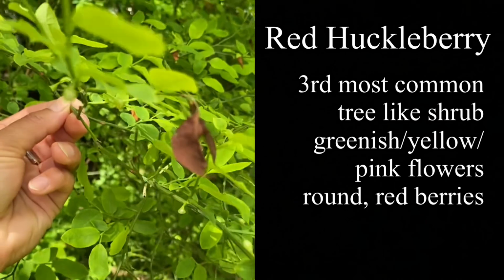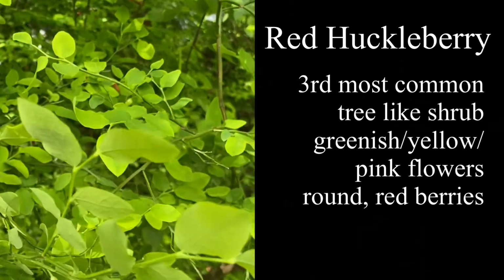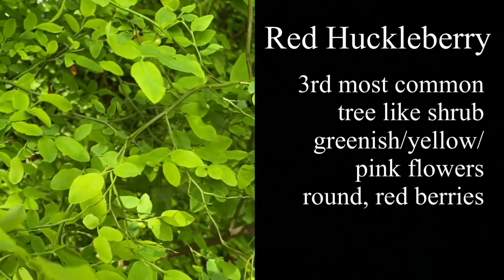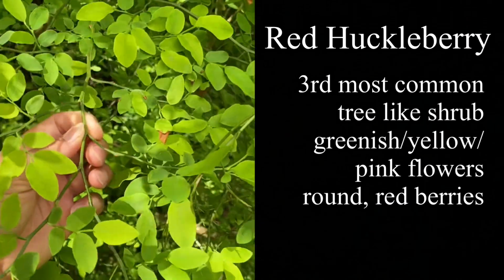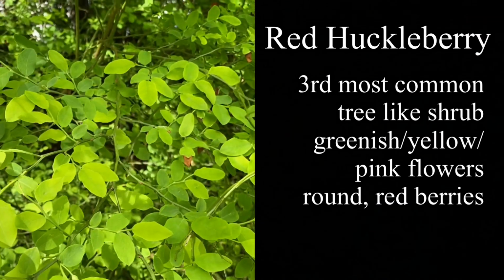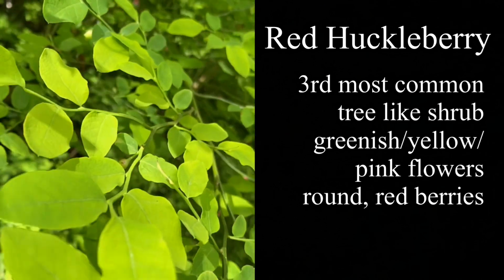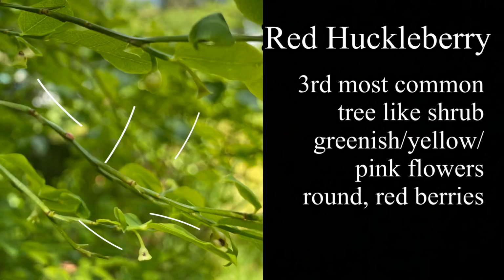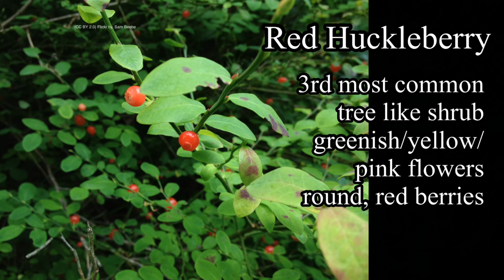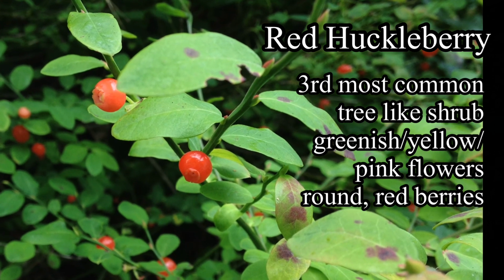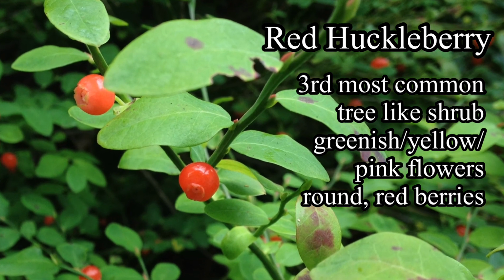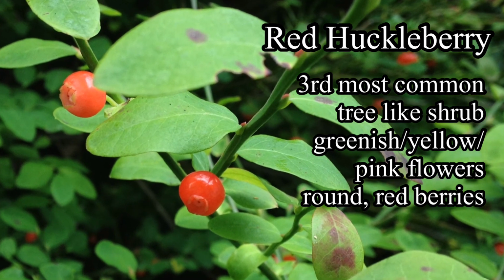Red huckleberry is probably the third most common angiosperm in the coastal temperate rainforest, just behind salal and salmonberry. It is a tree-like shrub growing up to 4 meters tall with angled bright green branches. Most of the huckleberry leaves are deciduous, but some can remain green all year long. Its flowers are greenish yellow or pink and grow singly, usually dangling below the branches and the leaves. The berries are bright red, round, and a little sour to taste. Aboriginals ate the berries fresh, dried, and mashed into cakes, and the berry juice was used as a mouthwash.